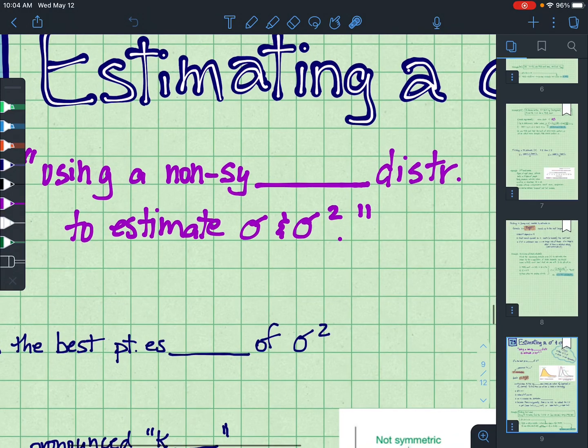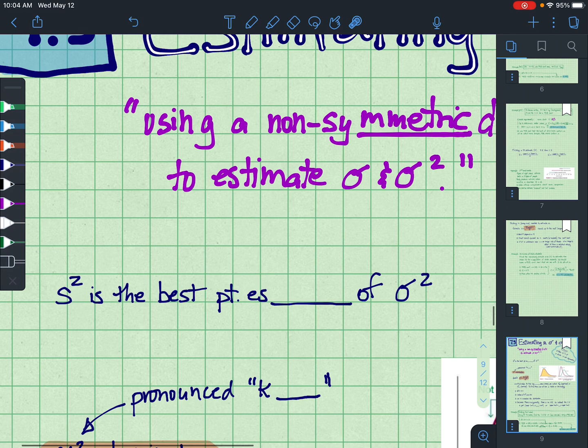All right. So we are using a non-symmetric distribution to estimate the standard deviation or the variance. And as you would expect, S squared is the best estimator of the variance, and the square root gives the population standard deviation.